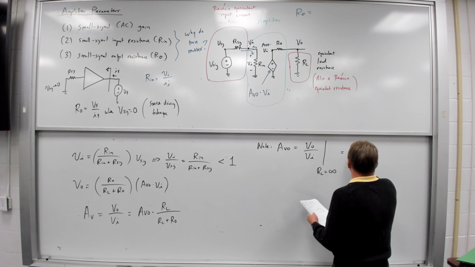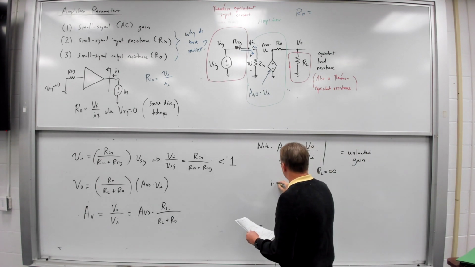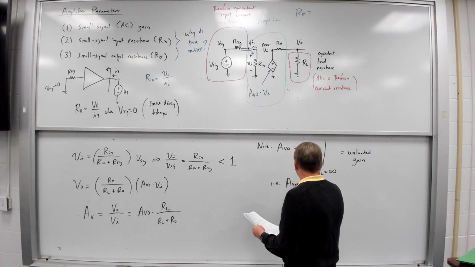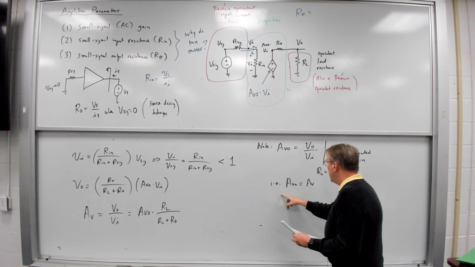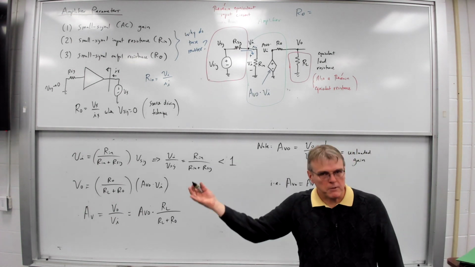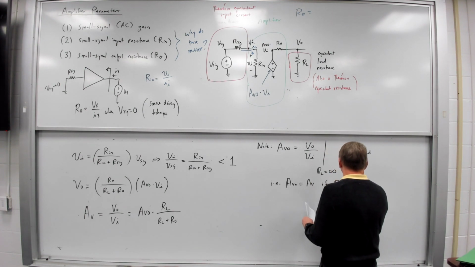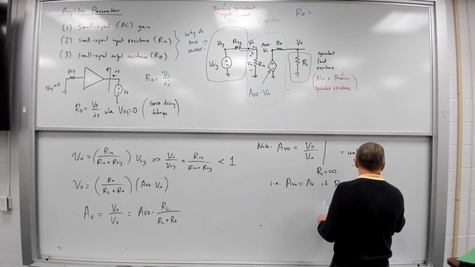We call this the unloaded gain. In other words, AVO is equal to AV if there's no load resistor, if R sub L is infinity. A no load condition.